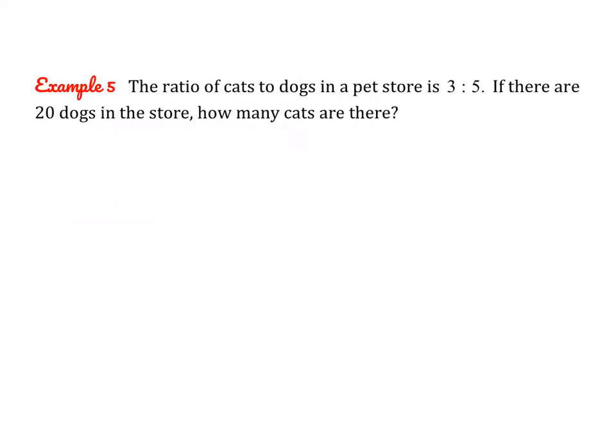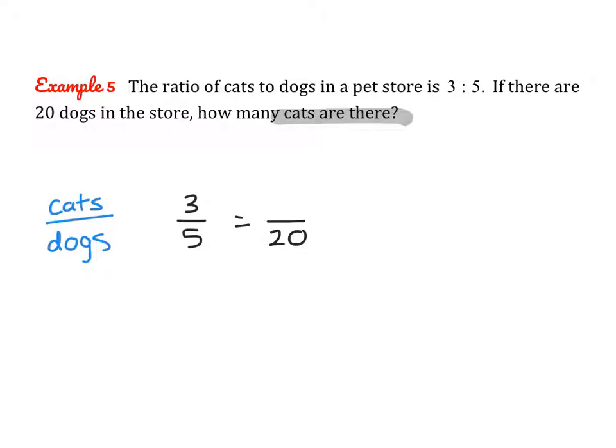All right, let's try one more together. This says the ratio of cats to dogs in a pet store is 3 to 5. So let's set up our ratio. Cats is going to be on top. Dogs is going to be on the bottom. So 3 to 5. And then it says if there are 20 dogs, now be careful because this number actually belongs on the bottom. How many cats are there?